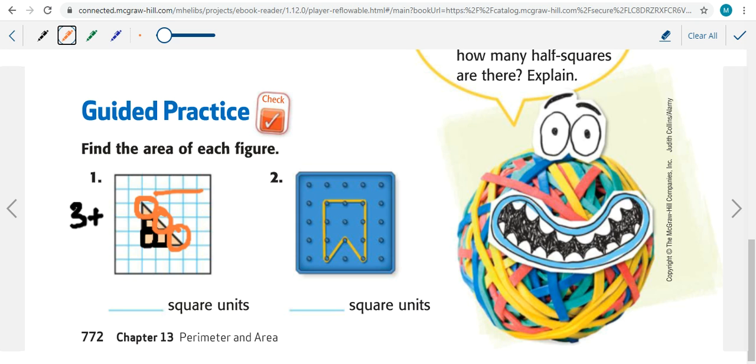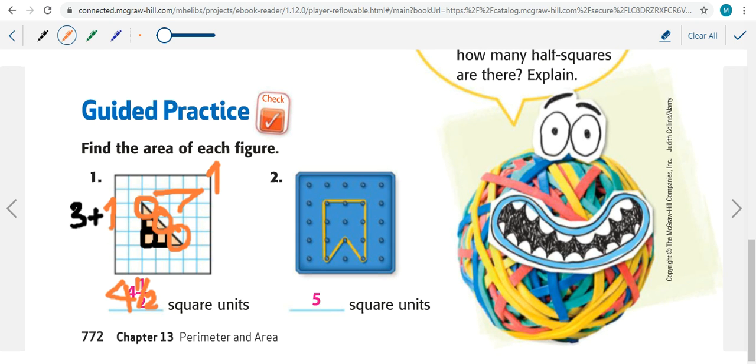Now, remember that 2 halves make 1 whole square. So we have 3 plus 1 is 4, but we have 1 half left. So the area of this figure is 4.5 square units, okay?